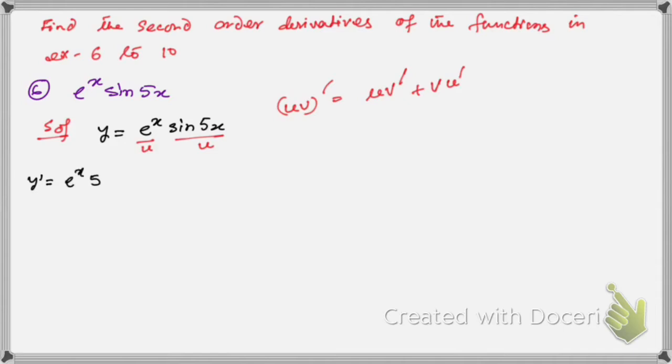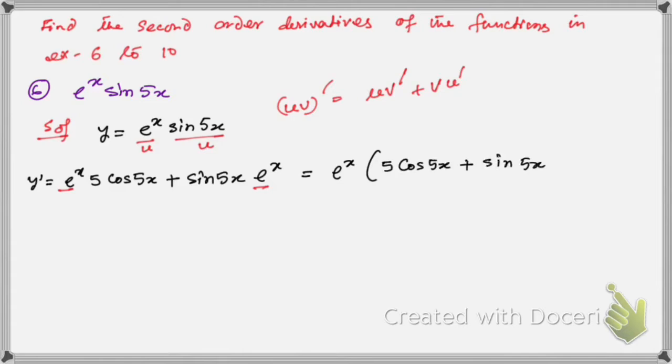So first function e to the power x, and derivative of sine 5x, that's 5 cos 5x. Okay, that means derivative of sine mx is m cos mx. So that's why we have got e to the power x times 5 cos 5x. Then second function sine 5x, then derivative of e to the power x is e to the power x. Now take e to the power x common, then 5 cos 5x plus sine 5x.